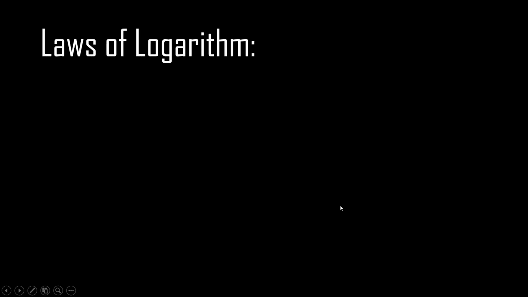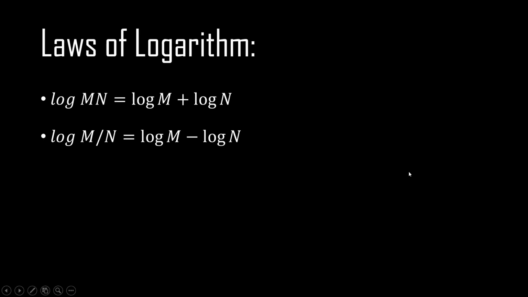So next is the laws of logarithm. First is the product rule of the logarithm, which is the log of a product of m and n is equal to the sum of its logarithms. Take note that m and n here are just variables. Next is the quotient rule of a logarithm, which is equal to the difference of the logarithms.